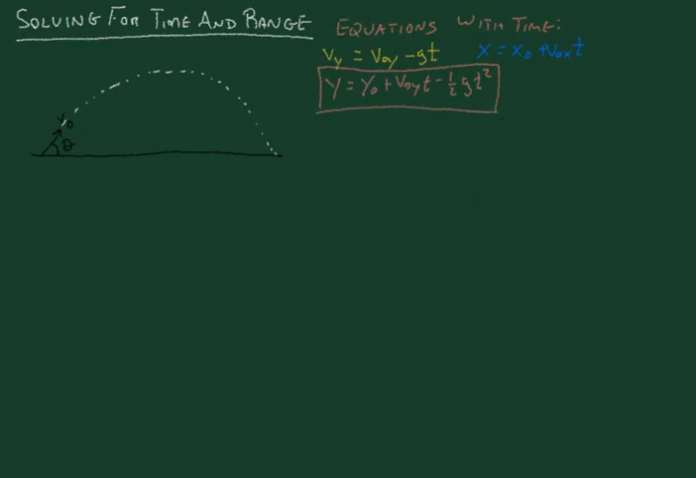So notice that we have three equations. One equation is linear in t. The Vy equation is linear in t, the x equation is linear in t. But notice that the y equation is quadratic in t. There's a squared term. So because of that, don't use this unless you have to.